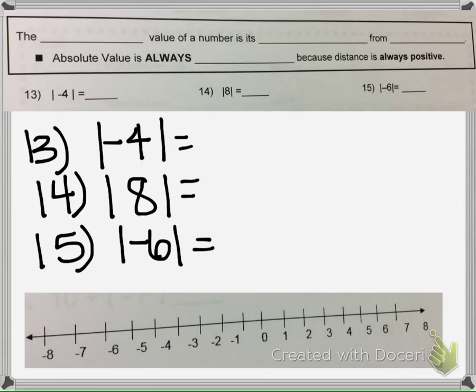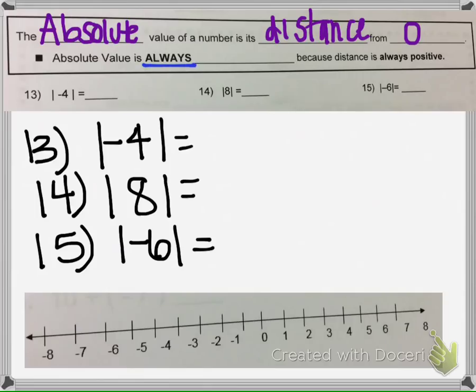Now, the next thing we're going to talk about is an absolute value symbol. So an absolute value of a number is a number's distance from 0. And when we're talking about distance, distance is always something positive. So no matter what, absolute value is always going to equal a positive value. No matter what. Because distance is always positive.